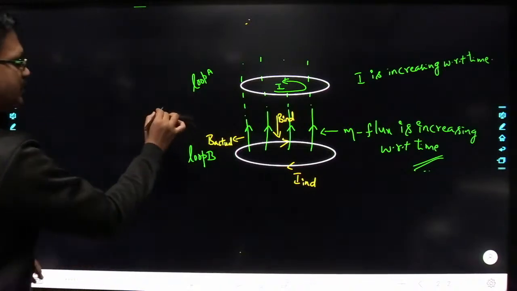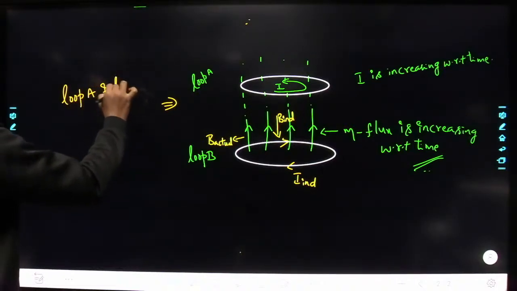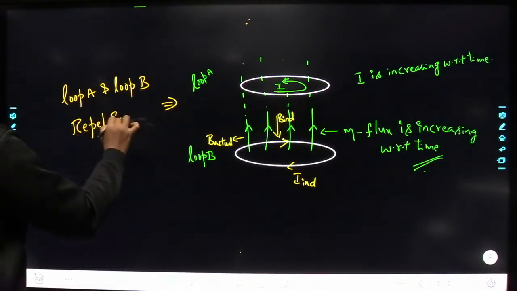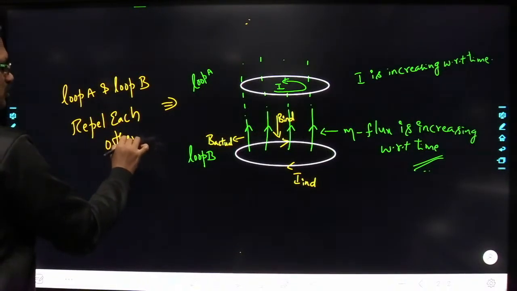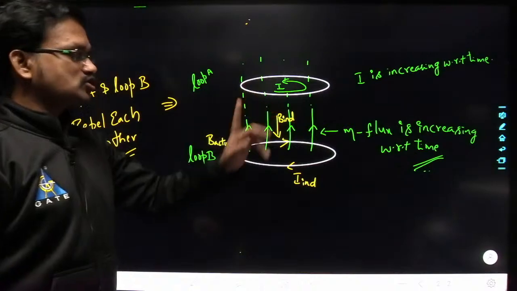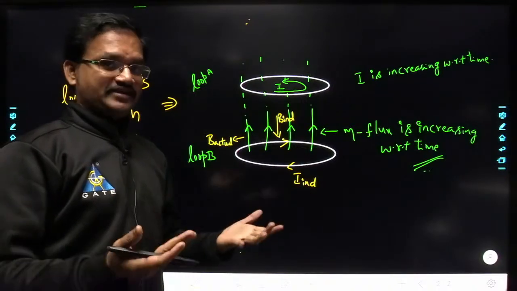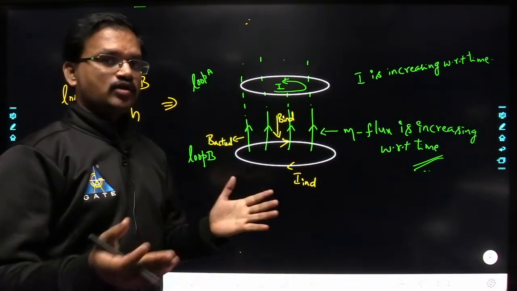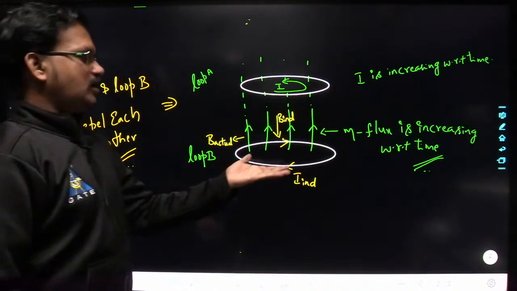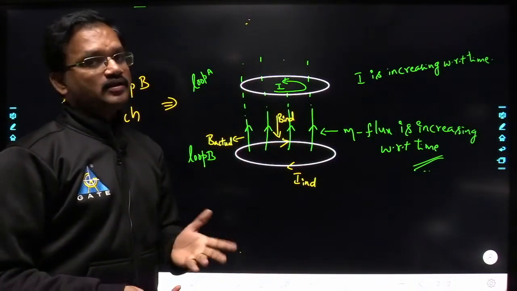Understood? Okay. So in this case loop A and loop B are going to repel each other. Why here? Because the current through loop A and the current through loop B are opposite to one another. We know that whenever we have two current carrying wires carrying the current in opposite directions, they are going to repel each other. Understood? Okay. So that's why the loops are carrying the currents in opposite directions and hence they are going to repel each other.